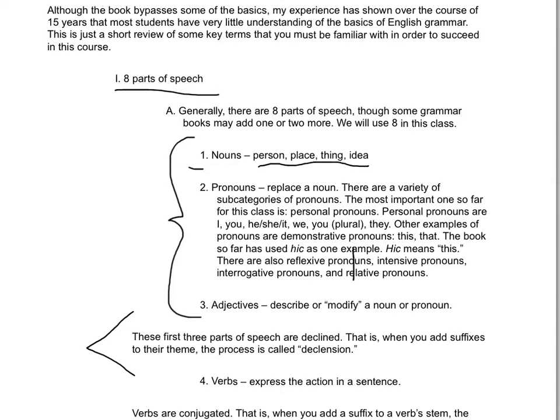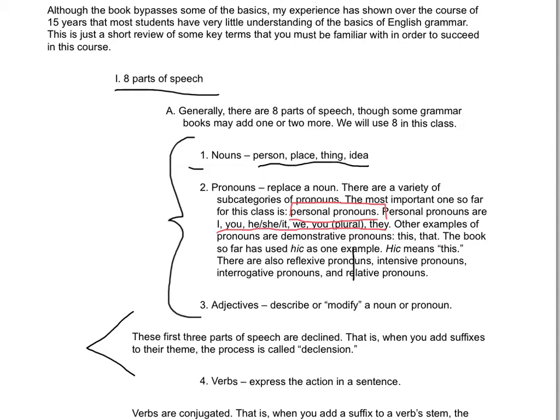Pronouns replace a noun. There are a variety of different pronouns that you're going to come across in this class. The most important ones so far are the personal pronouns. I've mentioned them in the last lesson, and your book has mentioned them. Personal pronouns are in English I, you, he, she, it, we, you plural, maybe you like y'all or yous, depending on your regional dialect, and they.